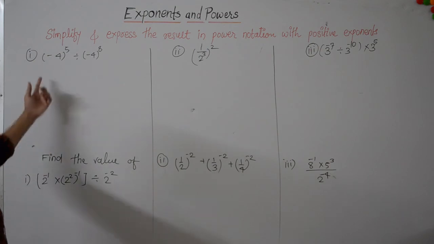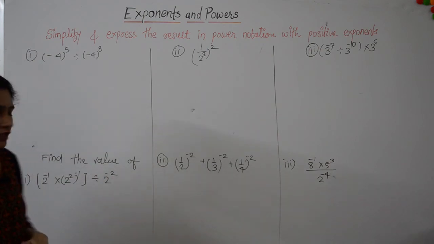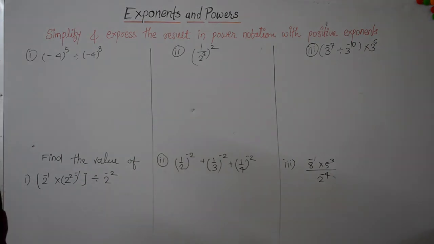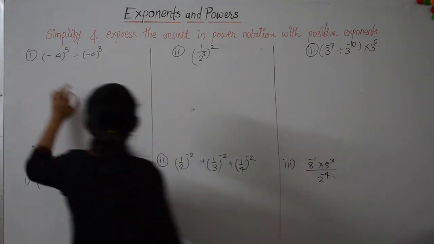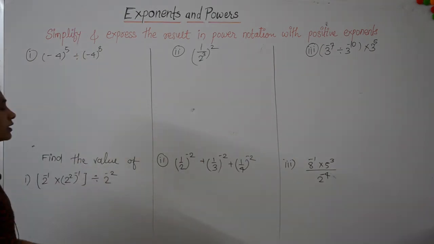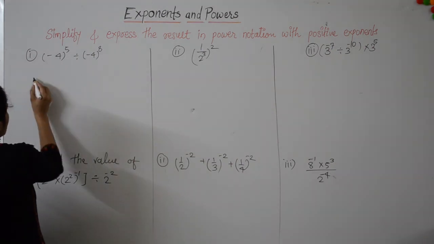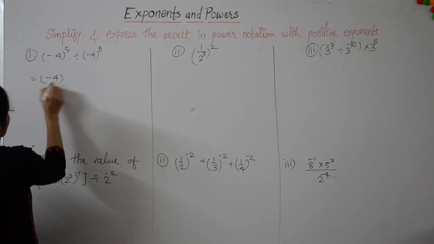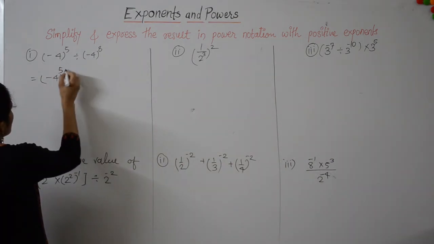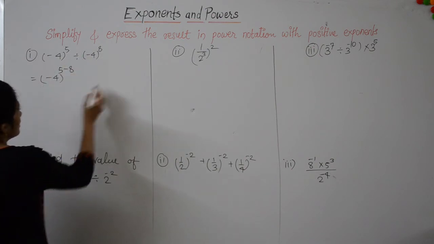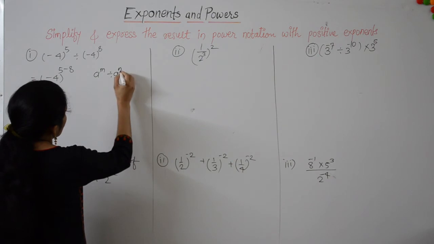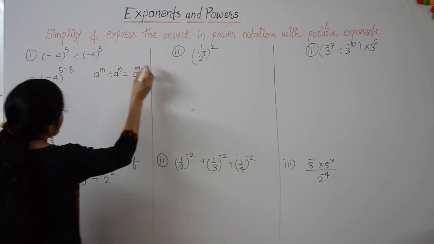Let's solve some more examples from exercise 12.1. Simplify and express the result in power notation with positive exponents. So first is minus 4 raised to power 5 divided by minus 4 raised to power 8. Here the bases are same. So you can write base as it is and you have to subtract the exponents because there is a division, according to this law: a raised to power m divided by a raised to power n is a raised to power m minus n.